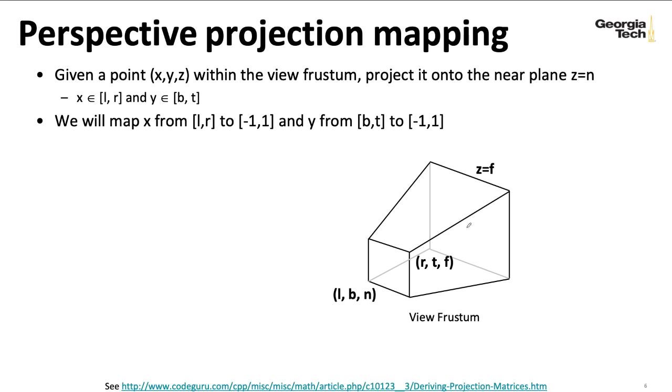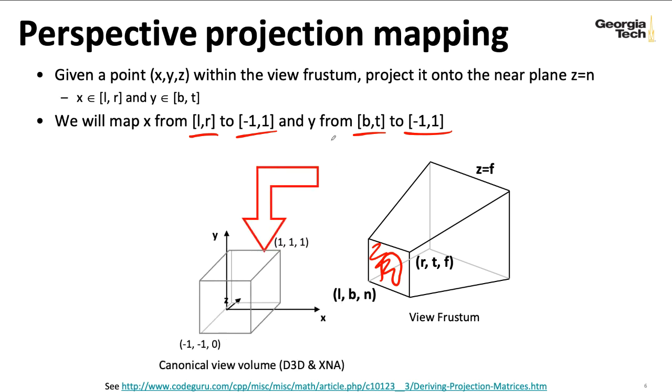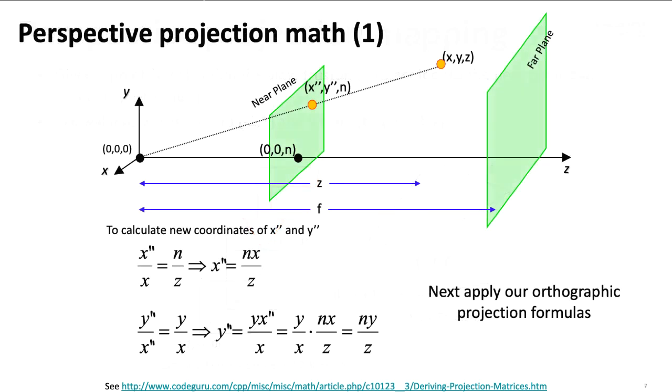So we're going to take objects in this space and project them onto this near plane. And once they're on the near plane, we'll map left to right to -1 to 1 and bottom to top to -1 to 1, just as we did with orthographic projection. But remember, that only applies now once we're on the near plane. This sort of applied throughout the entire 3D volume with an orthographic projection, but this is going to be fundamentally different.